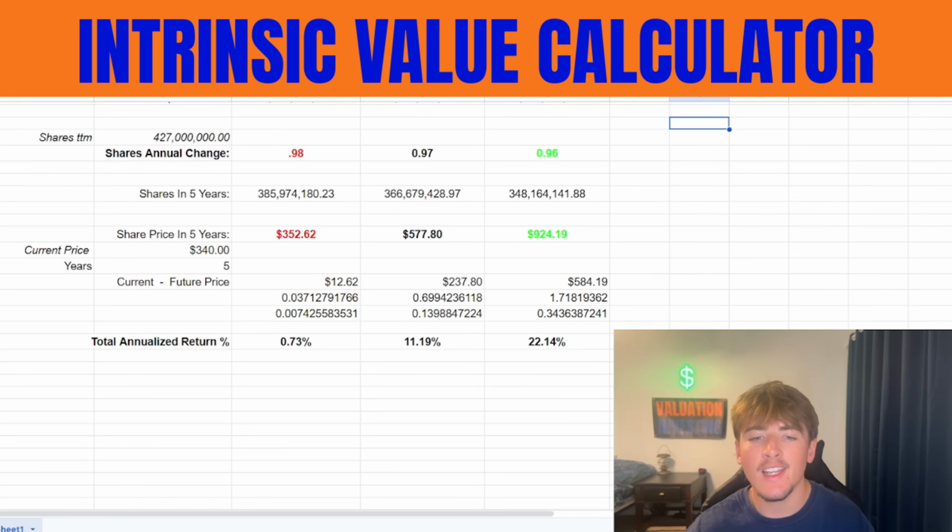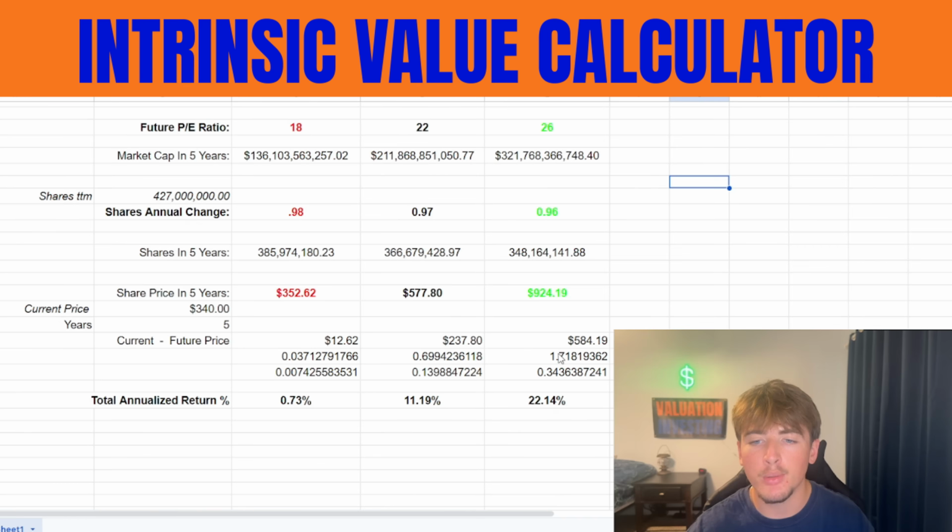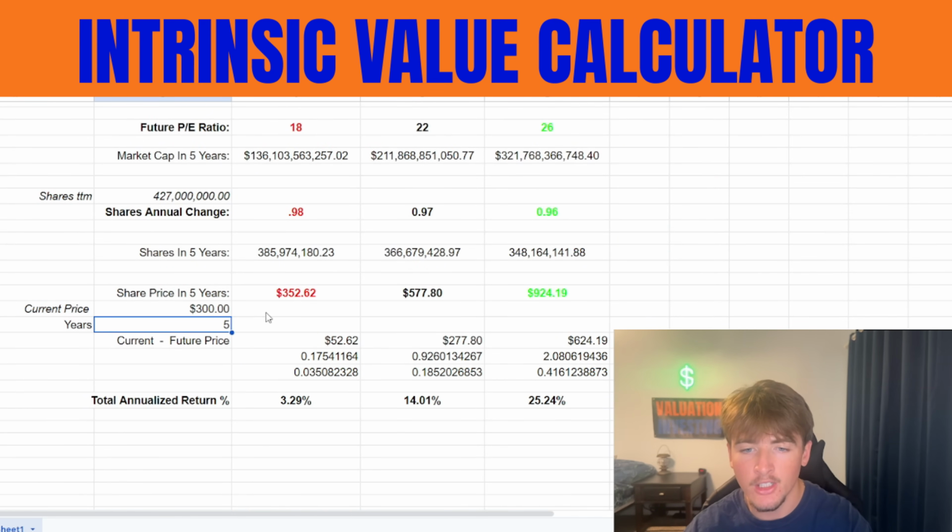So that being said, taking a look at the annualized return I think you can make, on the bear case I think you can make almost 1% each year. But on the base case, I think you can make upwards of 11%. And for the bull case, I think you can make 22+% on your return. So if you believe the base and bull cases, I think this is a very good time to buy this company. Me personally, I think a good target price could be about $300 to buy this company.